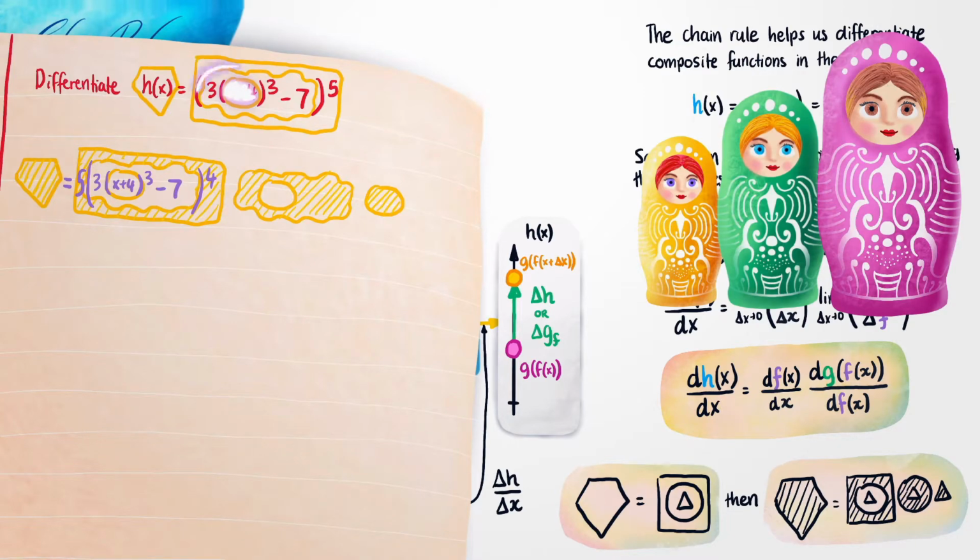And now we're differentiating 3 times something to the power of 3 minus 7, which would just become 9 times something to the power of 2, and then the 7 would just go away. Now again, because we had this term covered up, we don't actually change it at all, so we just copy it over here. And now finally, we've actually used up these outer two layers, and we've only got the innermost layer left, and its derivative is just 1, so we're just going to write that over here.